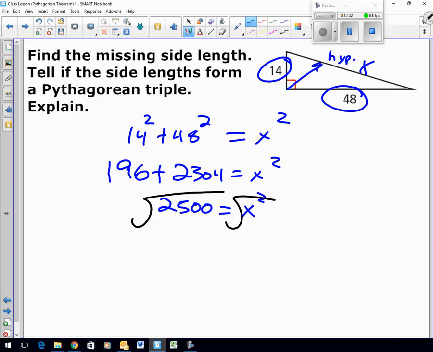Everybody with me? Miss Croft, when I have x squared and I want to get it by itself, I'll take the square root of both sides, right?